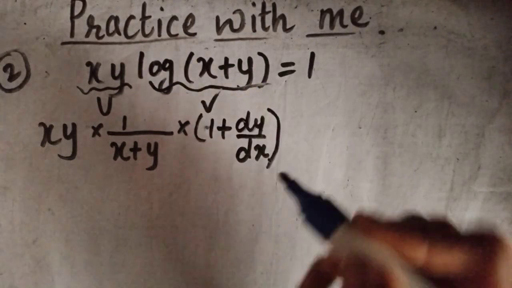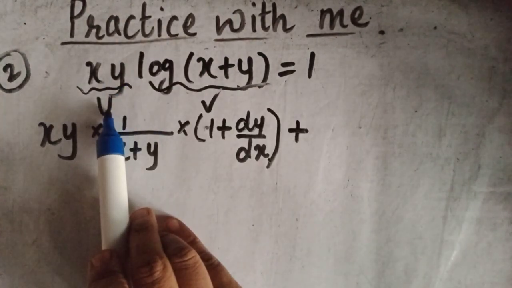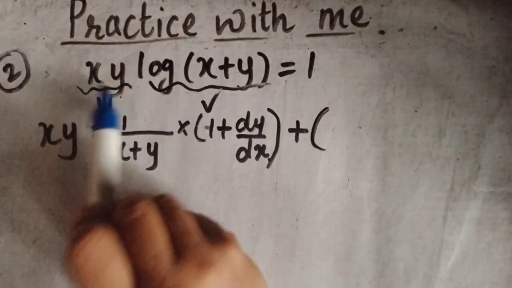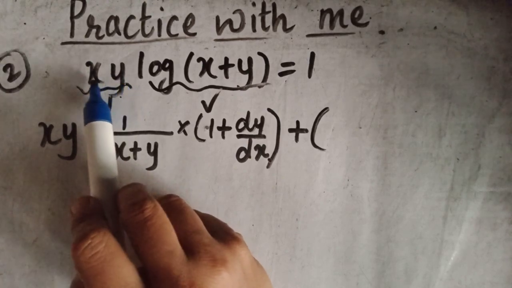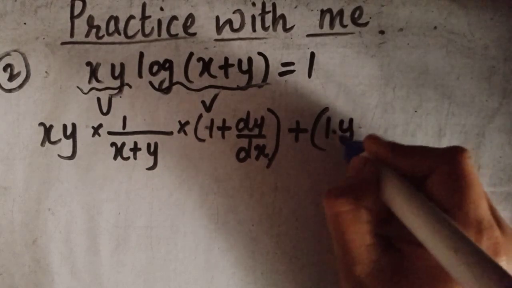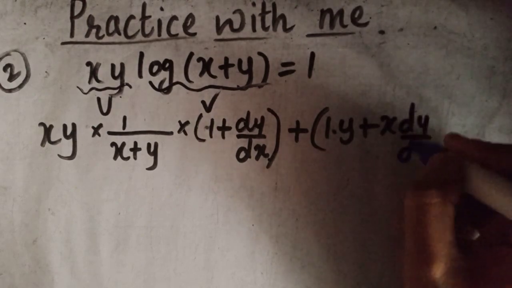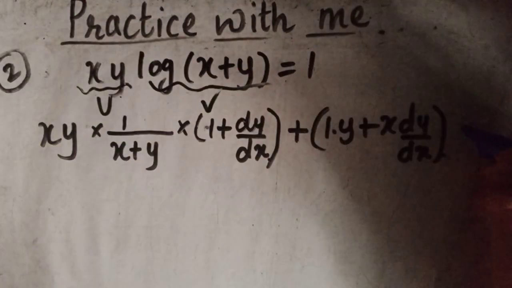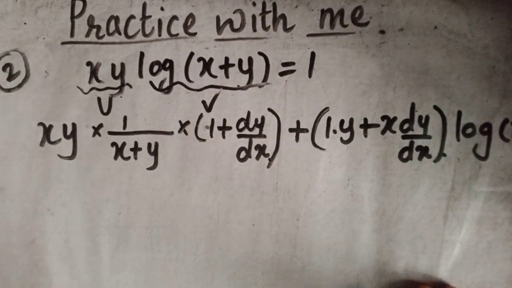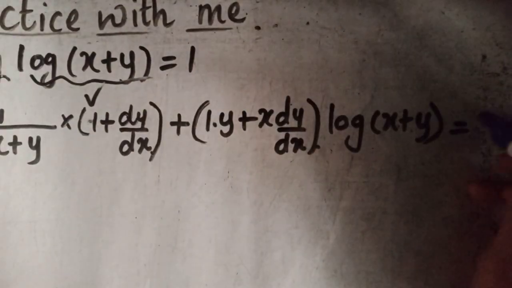Then you have to write plus the derivative of xy. Again here the uv rule will apply, that is x is u, y is v. Derivative of x is 1 into y plus derivative of y, that is dy by dx. And log of x plus y remains as it is. And on the other side here it is 1, right? So the derivative of 1 is 0.